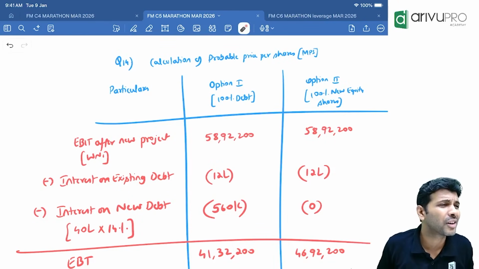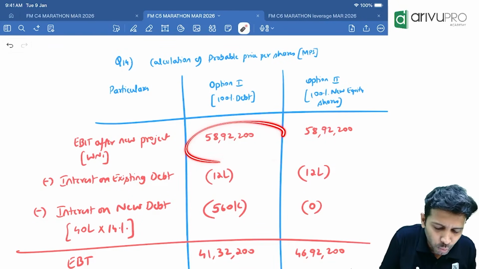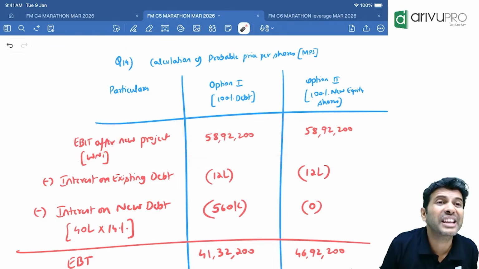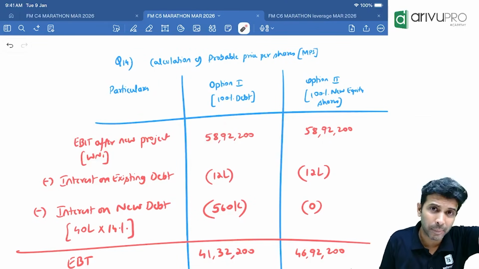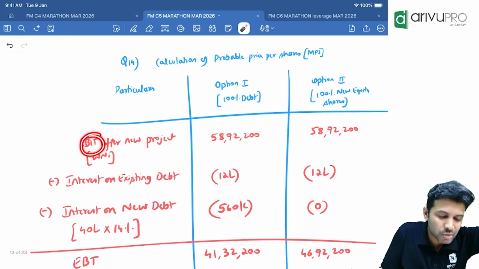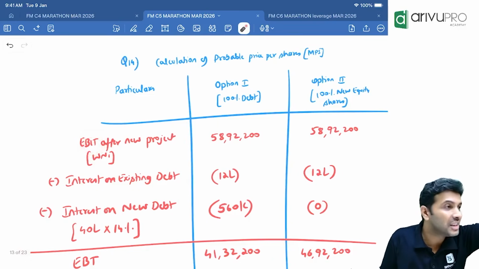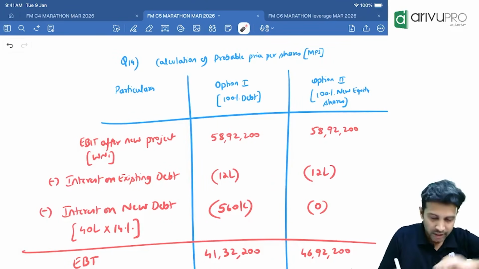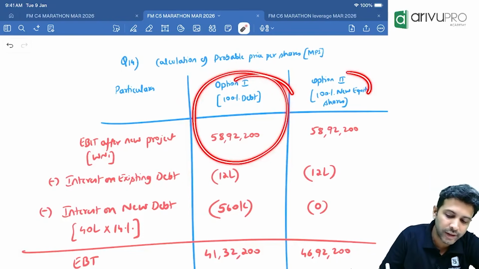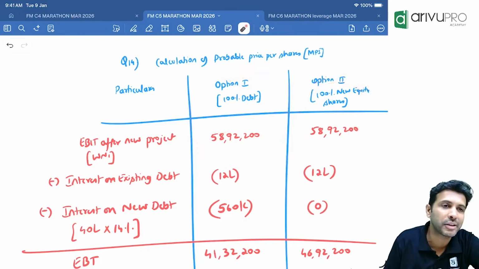That means, what am I trying to say? How you raise the money has no impact on your EBIT. Because of your source of finance, interest will change. Interest will change, EBIT will be unaffected. Hence, whether you raise that 40 lakh through debt or equity shares, EBIT will be the same for both the plans.